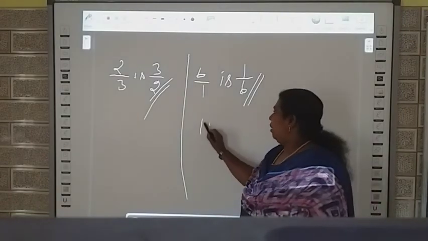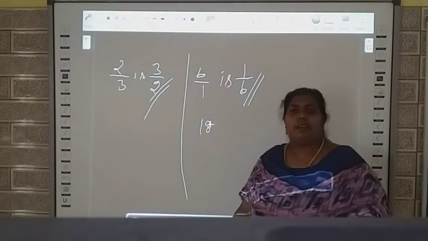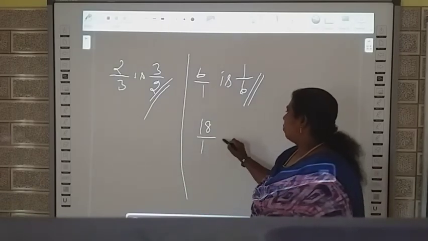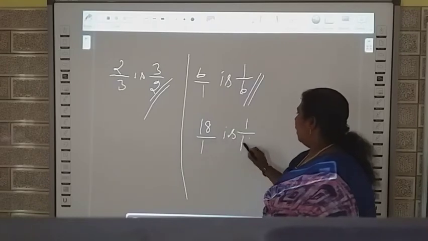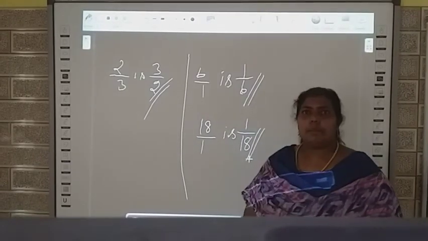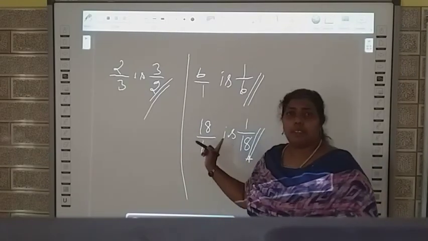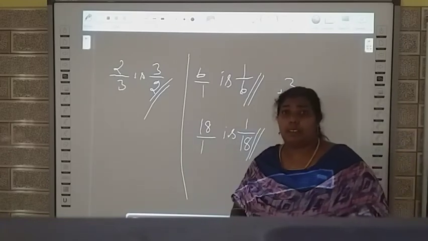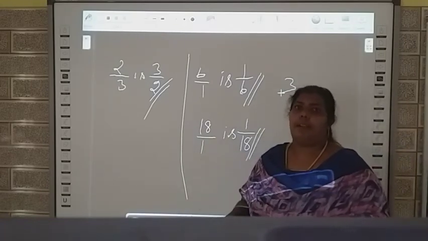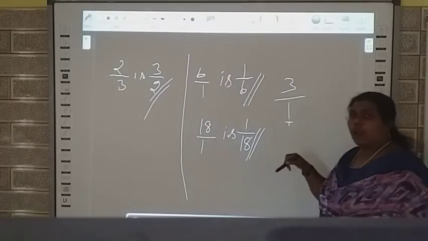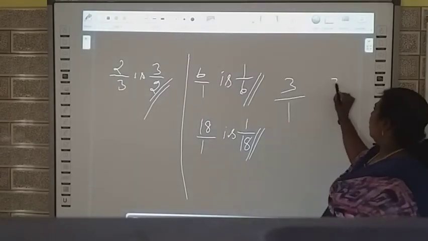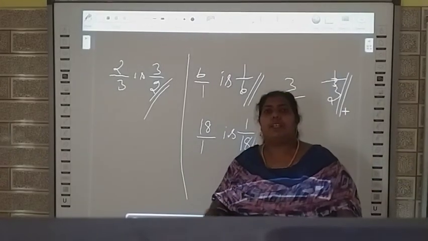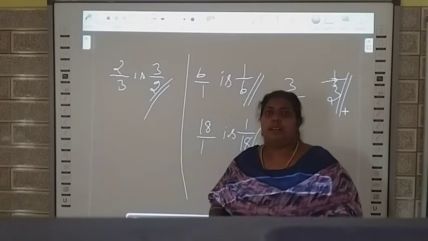Okay. 18. This is a whole number. What is the multiplicative inverse? The multiplicative inverse is 1 by 18. Understand? 3. What is the multiplicative inverse? The multiplicative inverse is 1 divided by 3. Here the denominator is 1, so the reciprocal is 1 divided by 3. Now do you understand what the multiplicative inverse or the reciprocal is?